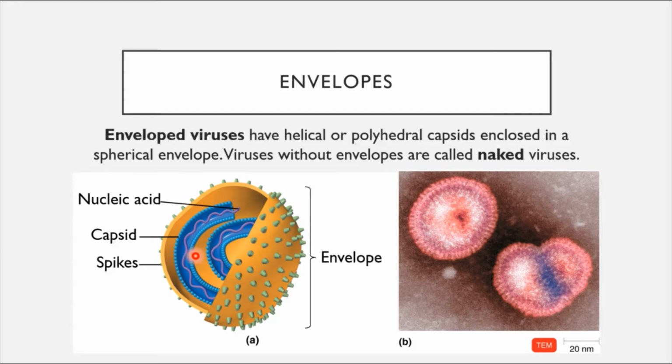As you can see right here, there is a polyhedral capsid inside of this larger envelope. So the shape of the envelope does not necessarily indicate to you what the shape of the capsid is inside. Here we have a helical capsid, and on the outside we have a spherical envelope.